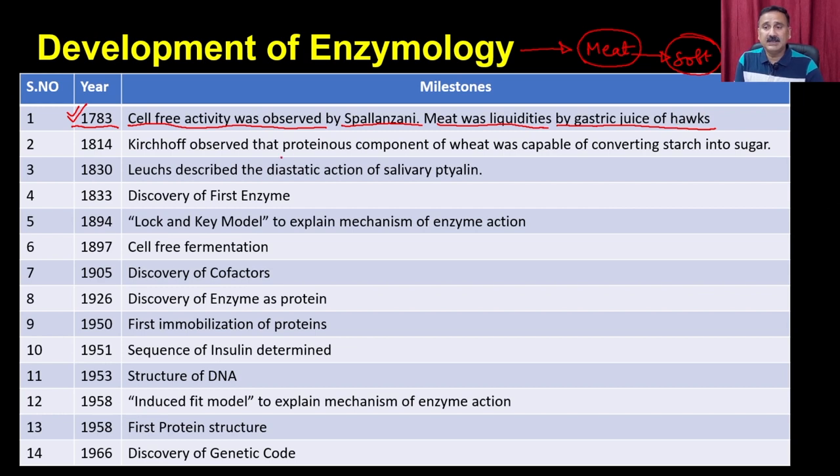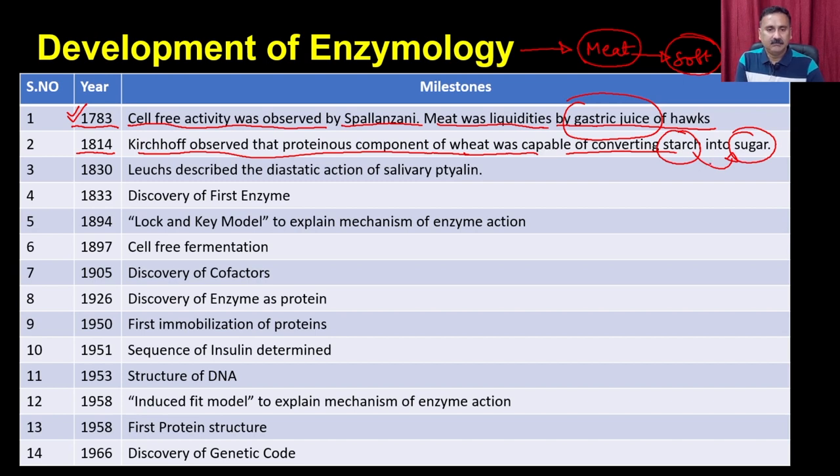That actually is been said that there is something in this gastric juice which is actually making the meat little soft. And that's how in the year of 1814 Kirchhoff observed that the proteinaceous component of the wheat was capable of converting the starch into the sugar. So this is another way of saying that the starch can be converted into sugar, and that's how people think that there is some factor which is converting this, right?